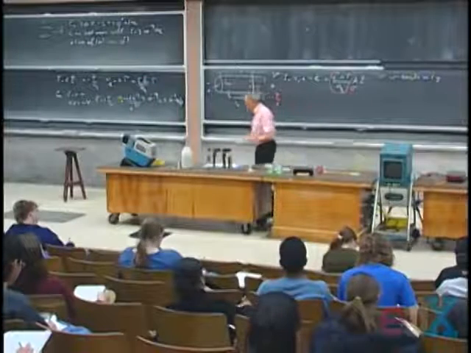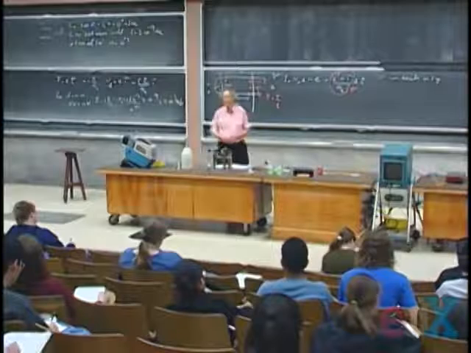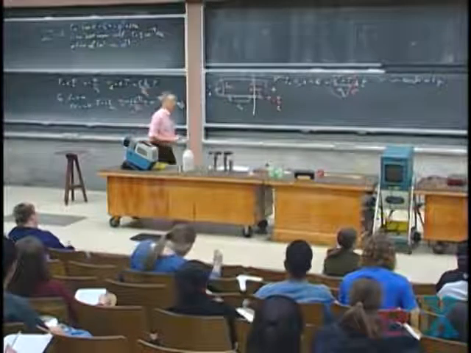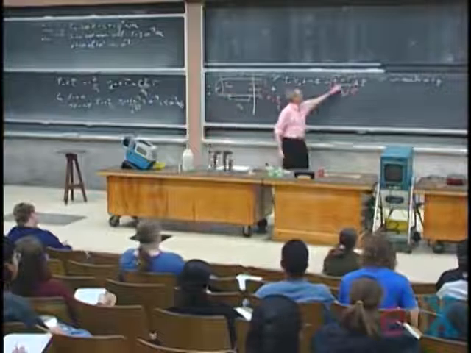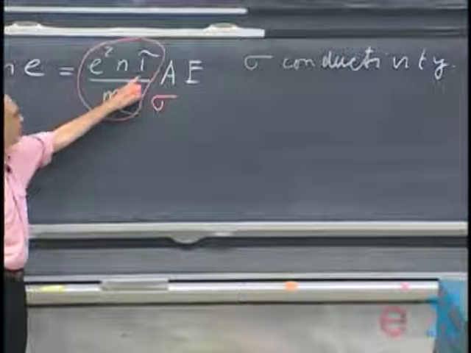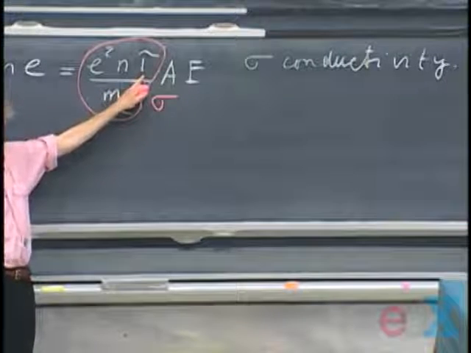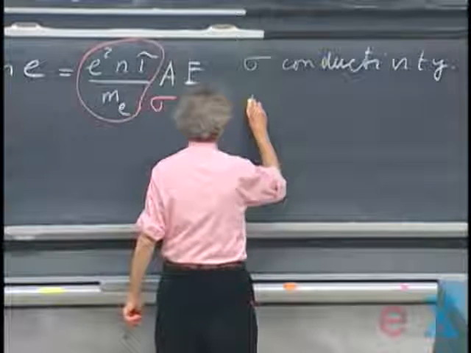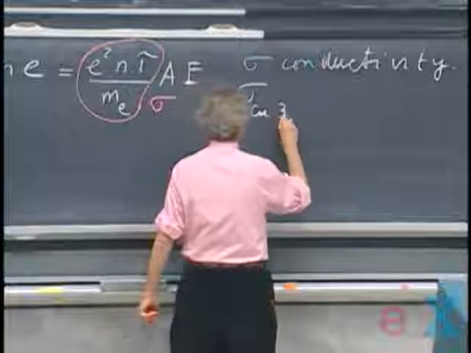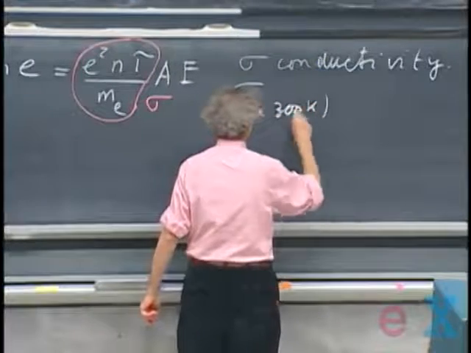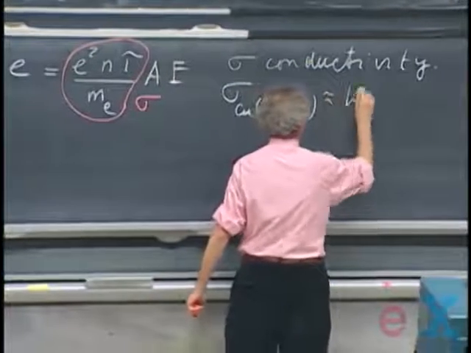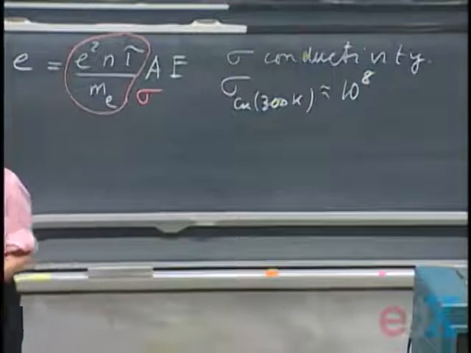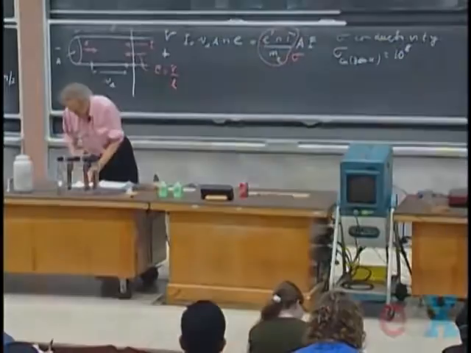If I calculate for copper the conductivity at room temperature, that's very easy, because I've given you what N is on the blackboard there, 10 to the 29. You know what tau is at room temperature, 3 times 10 to the minus 14. So for copper, at room temperature, you'll find about 10 to the 8th. You'll see more values for sigma later on during this course. This is in SI units.